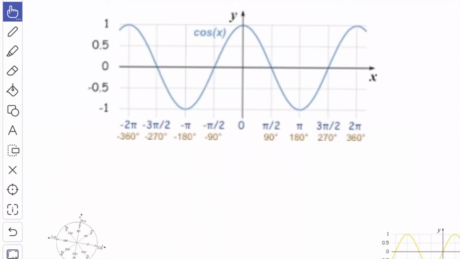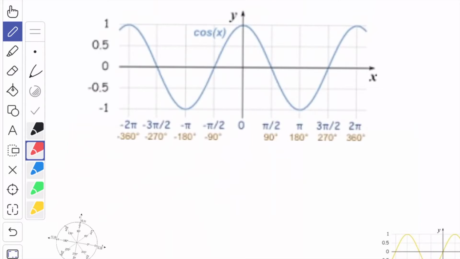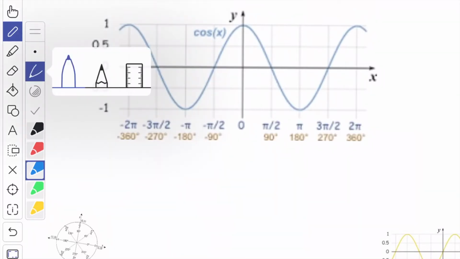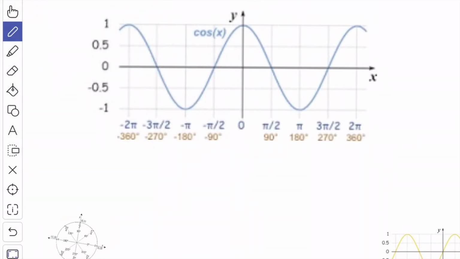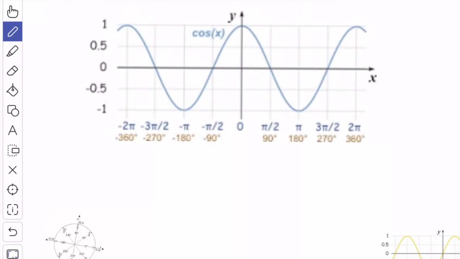Next thing we need to look at is the slope of the graph, because right now what we have is a position graph. But what we want to do is look at the slope of the position graph. In calculus, the slope of one graph leads to a second graph, which is called its derivative. So we're going to start right here at x equals 0.